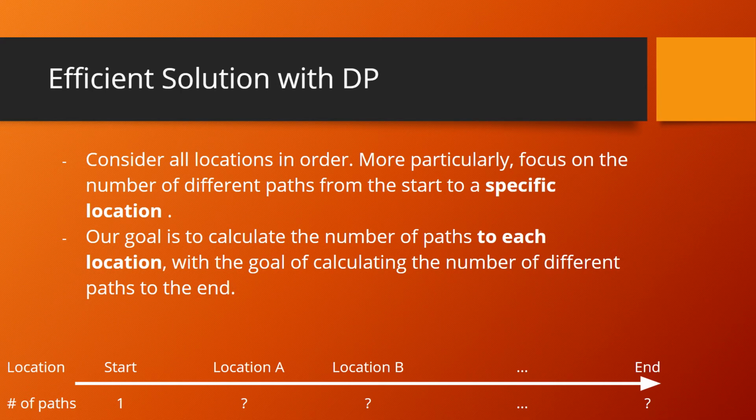Notice here that the number of paths from the start to the start is, unsurprisingly, 1. This is our base case. We do not need to use any other resource to determine the number of ways from the beginning to the beginning.